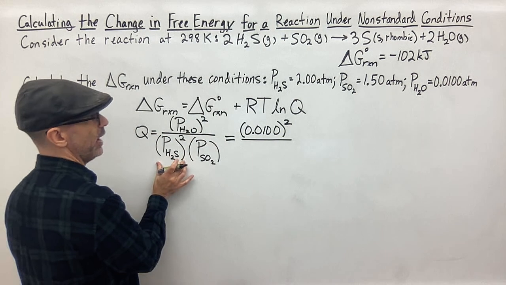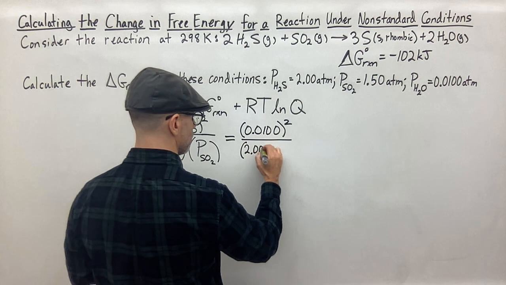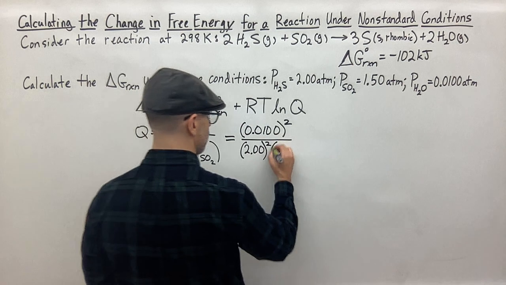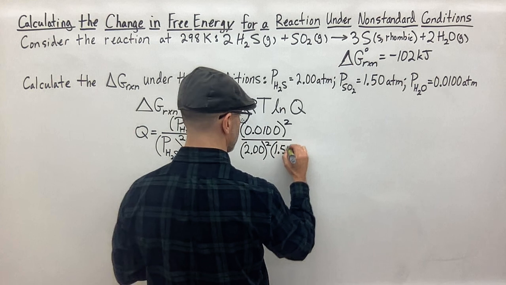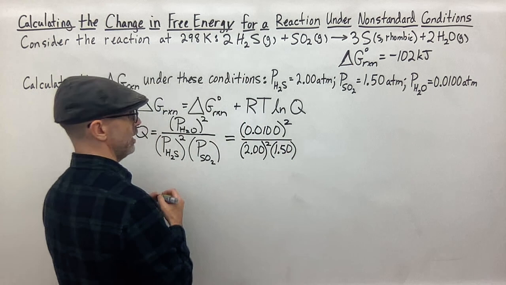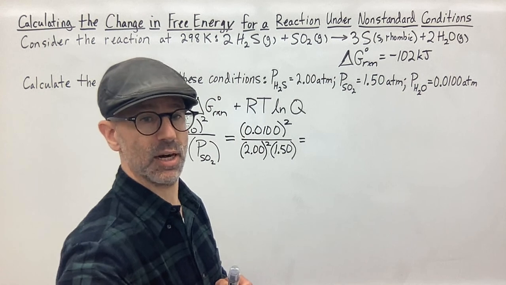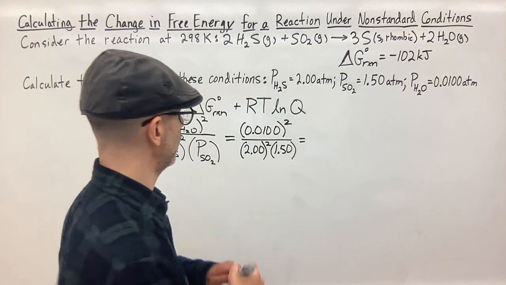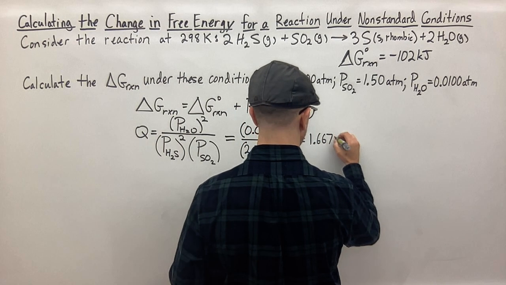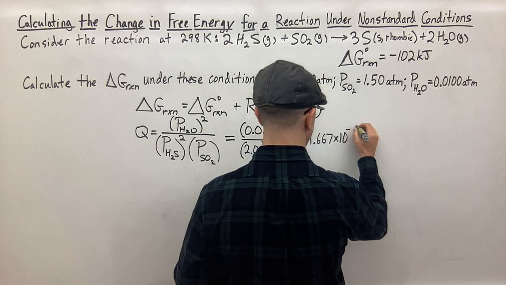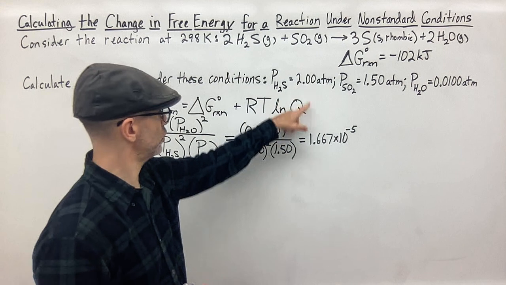Then we have H2S. So the H2S is 2.00 squared, multiplied by the partial pressure of SO2, which is 1.50, not squared. And so all we have to do is do this calculation. And when we do, we get our answer: 1.667 times 10 to the negative 5. So there's our reaction quotient. So we can plug that into Q here.